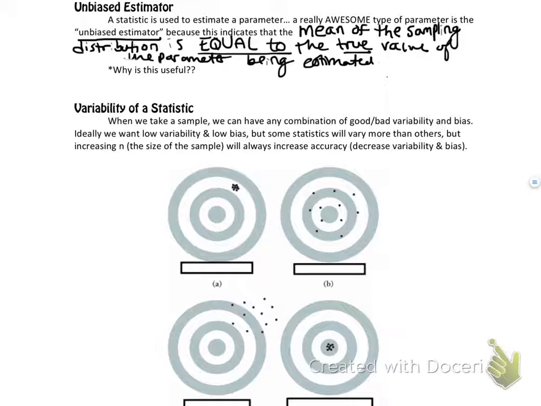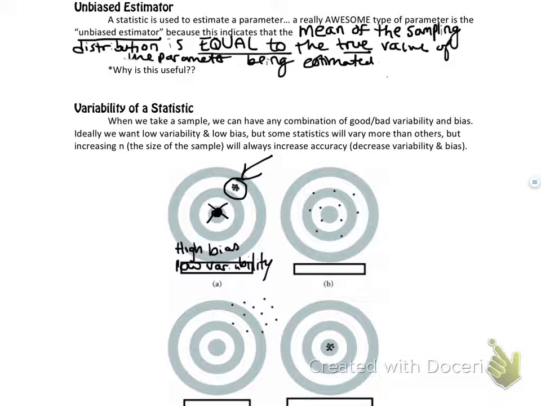So we have 4 different scenarios that could come up. Now the first one, if we're looking at a target, this is a great visual. If this is our target, and that's the true value of the parameter, perhaps we took a sample and all of the values are in one certain area. They're all really close to each other, but very far away from the true value of the mean. So this is going to be low variability, because they're all clustered together, but a lot of bias, high bias. So high bias, low variability.